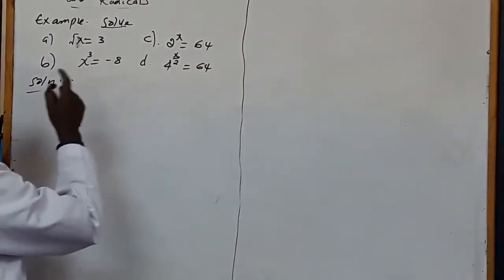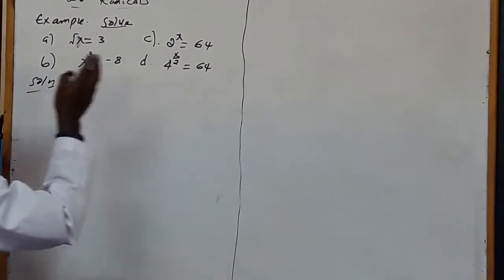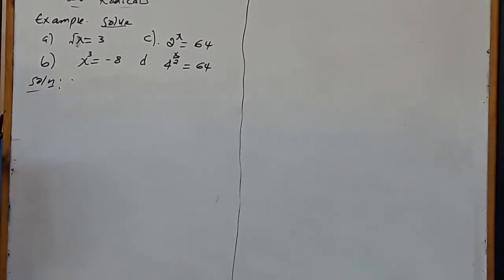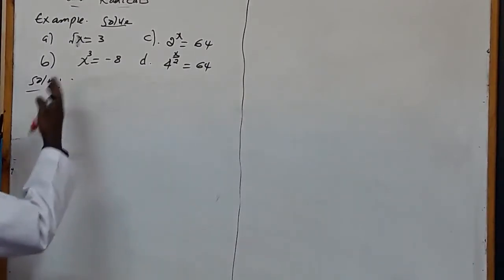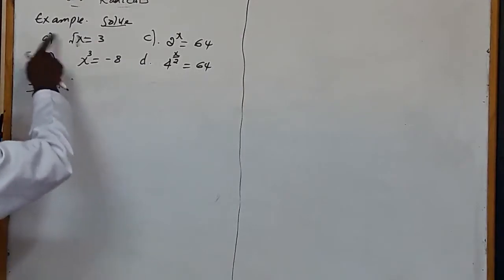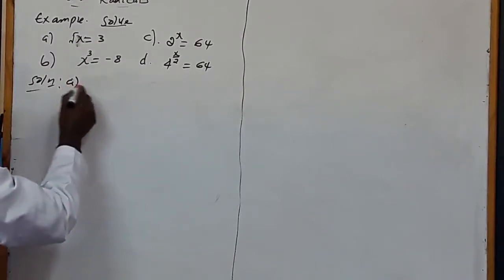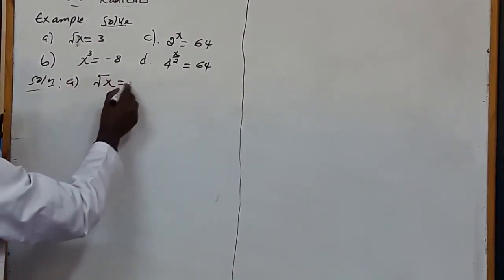In this case, we have to remember that exponents may be radical, rational, integer, or we can say real numbers. We will see that in the next lecture. So let's start from A. A says the square root of x is equal to 3.